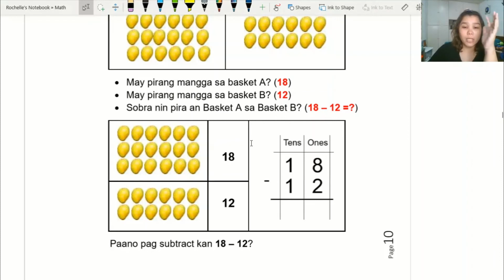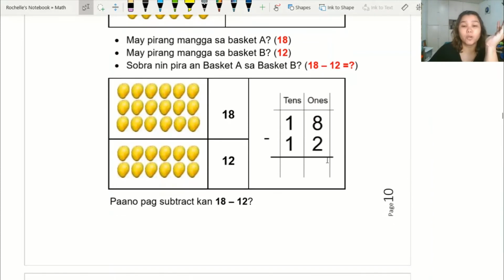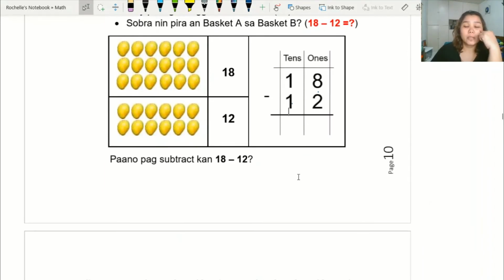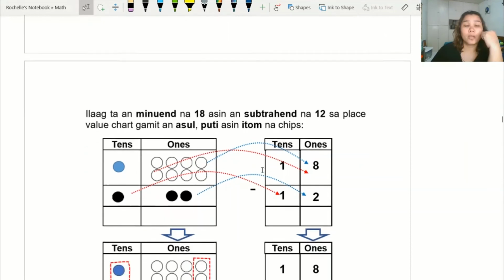So, we can write it in columns para mas madali. So, all the numbers in ones place value should be in one column, and also those numbers that in tens place value should be also in one column. So, if you take a look at the place value chart, so 18 is written as 1 tens, 8 ones. 12 is 1 tens, 2 ones. So, how do we find the answer? How do we subtract if we have 2 digits already?